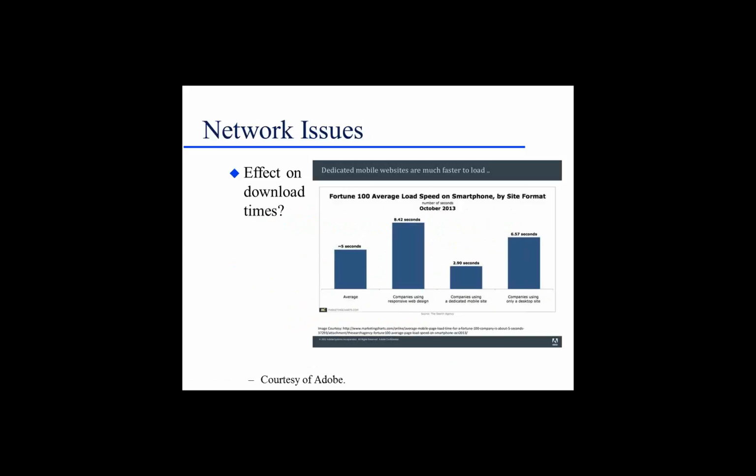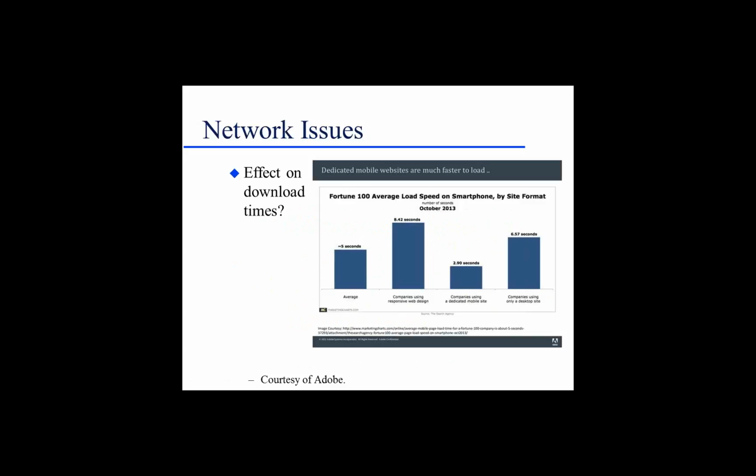Adobe is of the opinion that responsive design has a substantial effect on download times. And I don't know if you can read the notes at the bottom of each one of the bars, but according to the URL, and I included the URL here, an average load speed on a smartphone is about 5 seconds. Go to responsive design, it almost doubles.